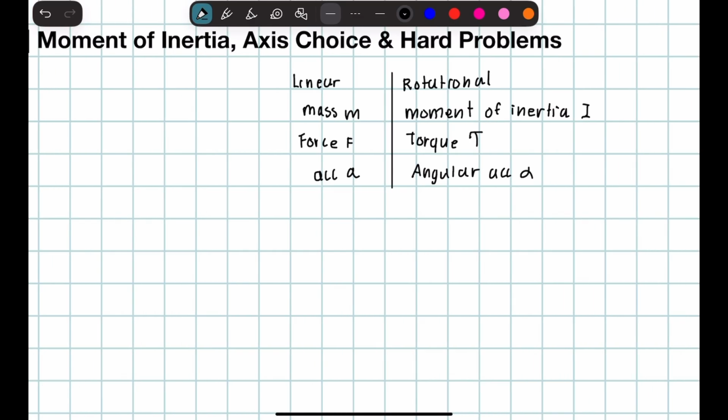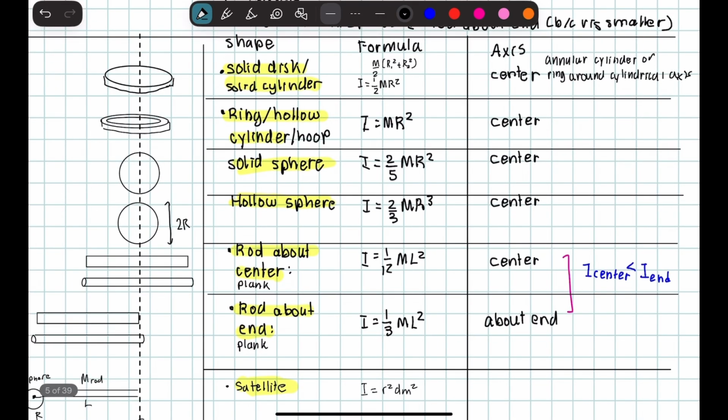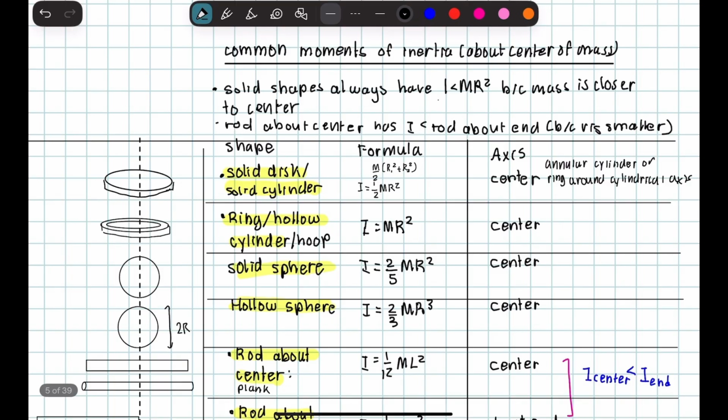So some common moments of inertia that you have to memorize are down here. As you can see, solid shapes always have inertia that is less than mr squared because the mass is closer to the center. And a rod about the center has lesser inertia than the rod about its end because the r is smaller. Start off with a solid disk, aka the solid cylinder.